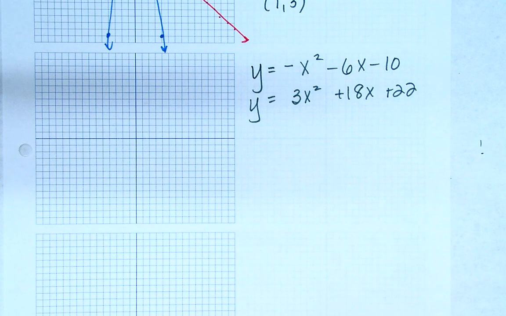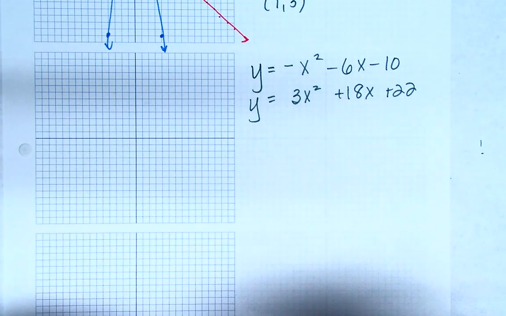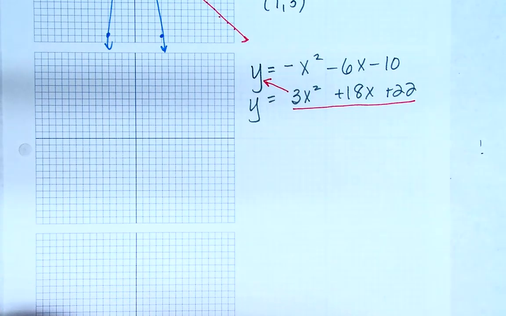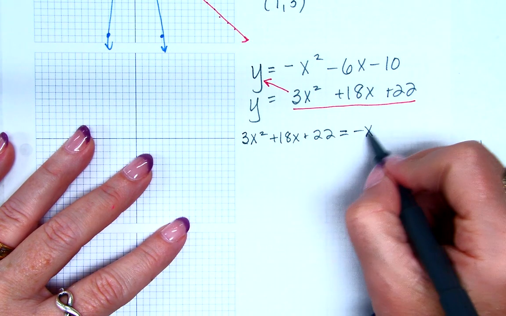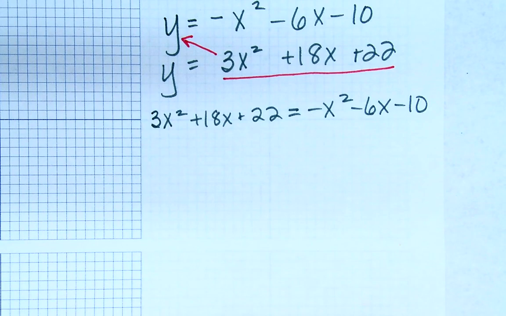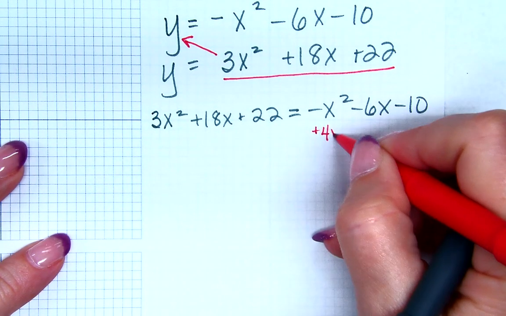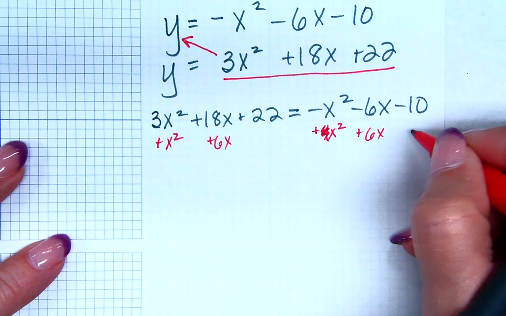Because substitution implies what? We're putting something in the place of something else, right? So if this equals y and this equals y, can't I put this right here, right there, in for y? Yes? Okay. So 3x squared plus 18x plus 22 equals negative x squared minus 6x minus 10. So what do I do now? If it's a quadratic, what do I want it to equal? 0. How am I going to get this equal to 0? Add x squared. Add 6x. Add 10.